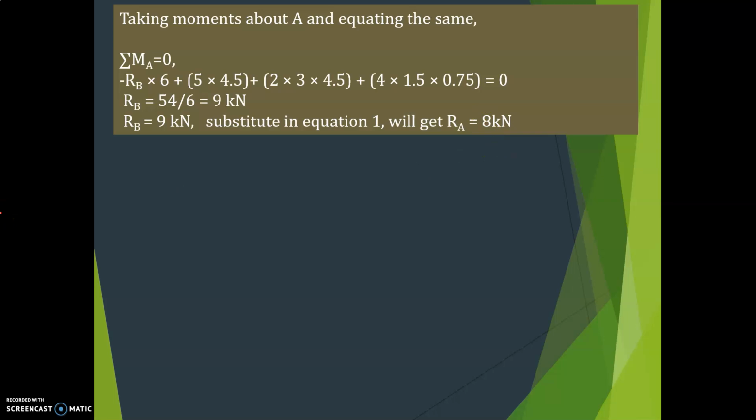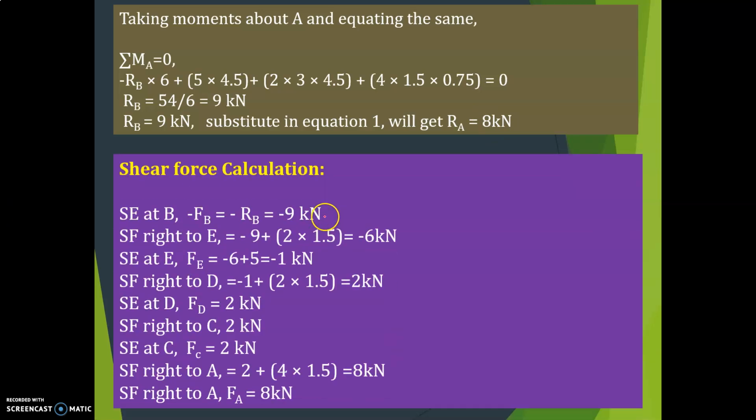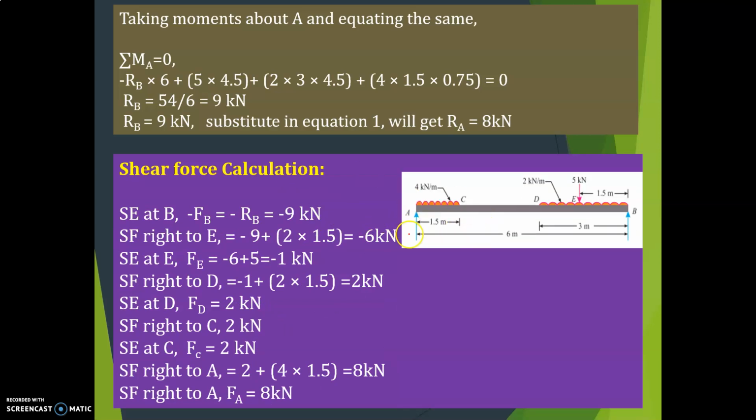So this is the first step. After that, we'll calculate how to find the shear force. I have told you now that right side upward is negative and right side downward is positive. Remember that. We'll find it at different points. First, shear force at B is minus RB, because I am considering from the right side, upward is negative. So minus 9 kilonewton.